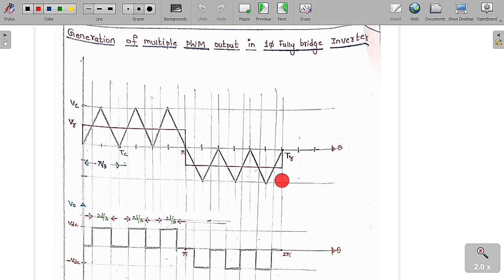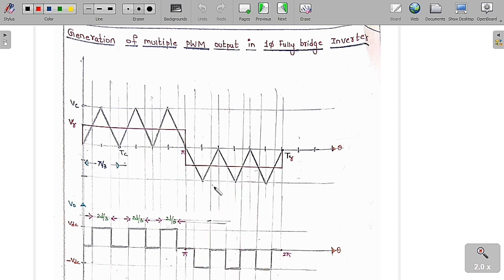So in the negative half cycle, here also we are going to trigger S3, S4. So therefore the output voltage is equal to minus VDC. In this range the output voltage is equal to minus VDC. Here also the output voltage is equal to minus VDC. Here also the output voltage is equal to minus VDC. So this is the way that you are going to get it.